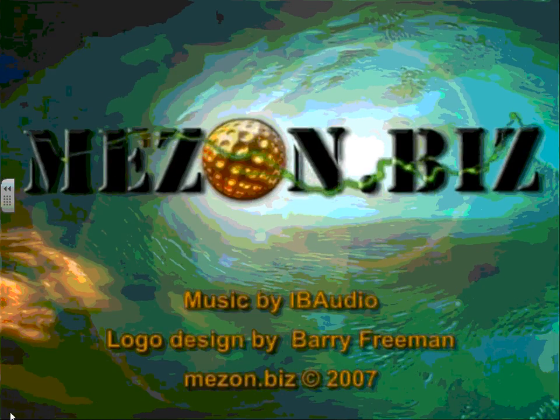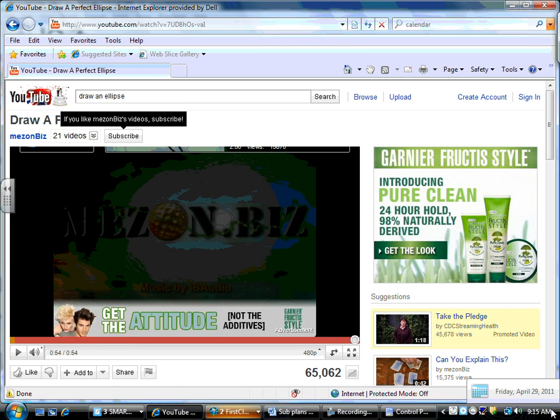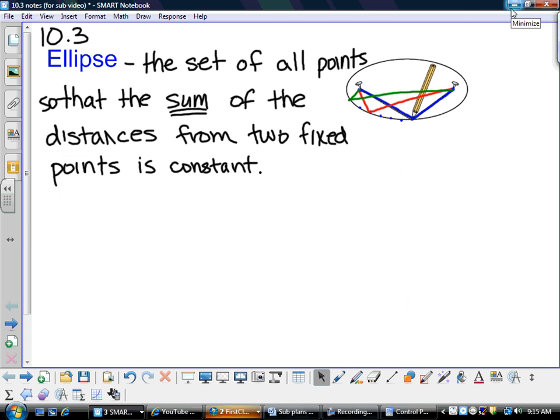All right, so that's the idea that we were trying to get at before, that if you had two fixed points, two thumbtacks in the picture here, or two toothpicks in the other picture there, and you stretched a string out and went all the way around, you would get a perfect ellipse because the sum of the distances from those two fixed points would be constant.